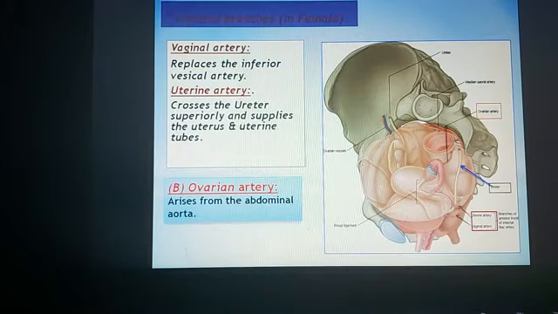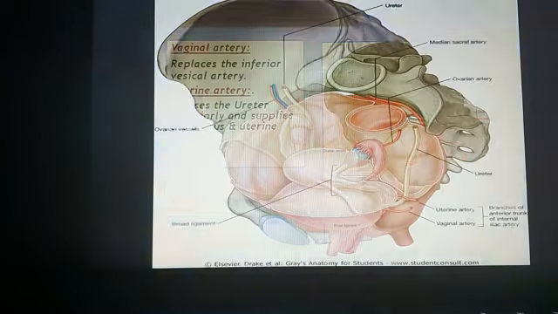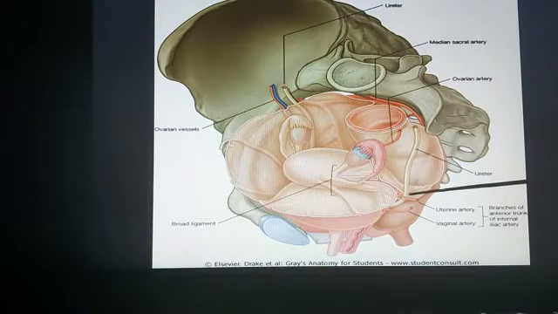The visceral branches in females are the vaginal artery and uterine artery. We already discussed these branches. This is the uterine artery and here the vaginal artery.